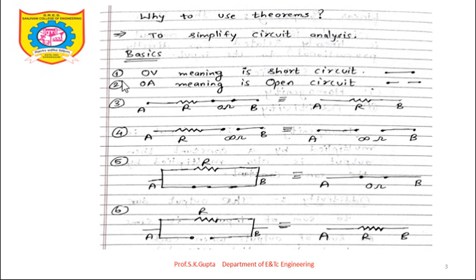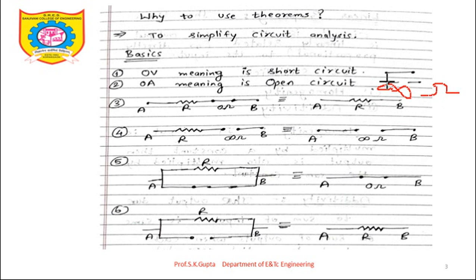The first one is 0 volt means short circuit. Whenever I have a 0 volt source, it is nothing but a short circuit. Now the resistance offered by this short circuit is 0 ohm. How much is the resistance of a short circuit? 0 ohm. Second point, 0 ampere means open circuit. 0 ampere means no current can flow, that means it is an open circuit. And the resistance offered by an open circuit is infinite resistance.